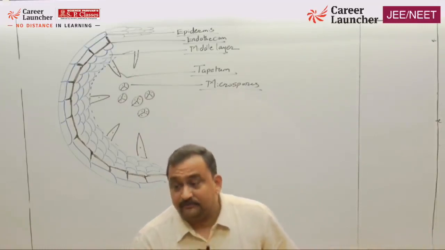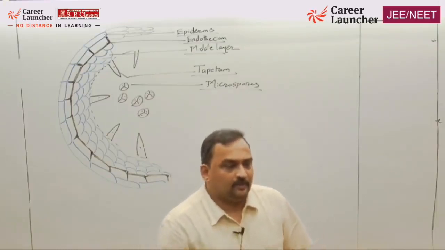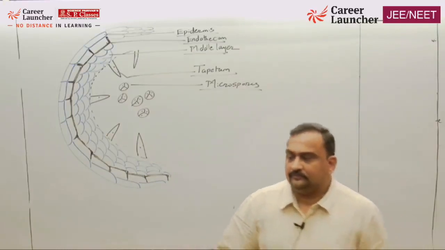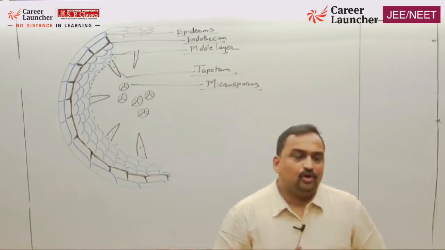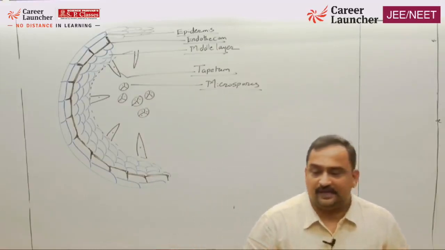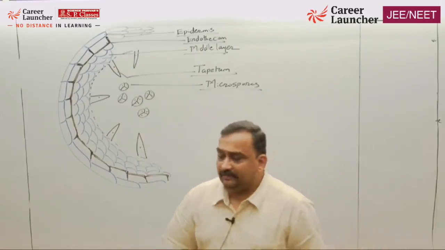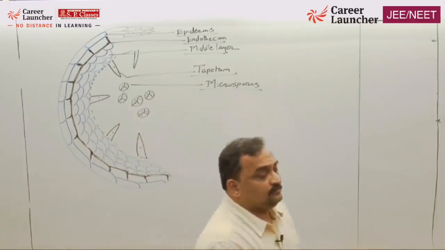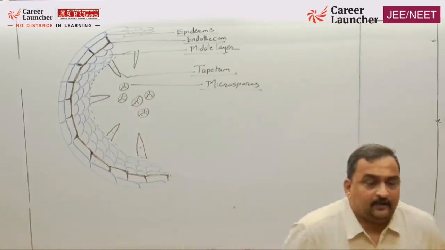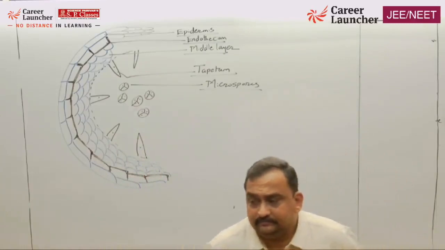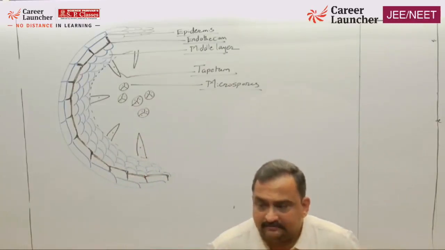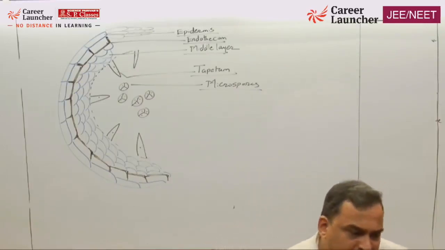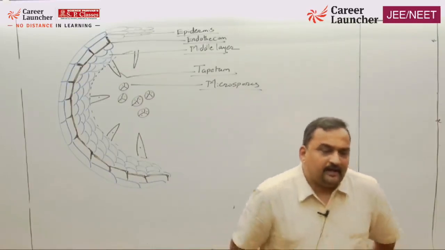Next, what is the next one? Third one, middle layer. It consists of 2 to 3 layers of cells. These are also parenchymatous cells. Next point, they degenerate at maturity.